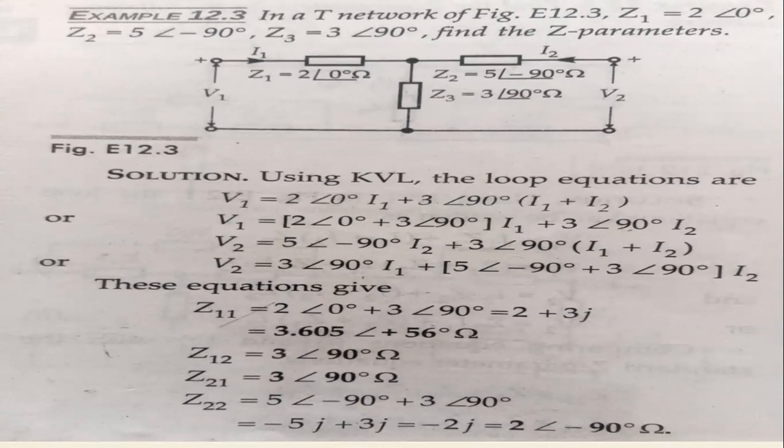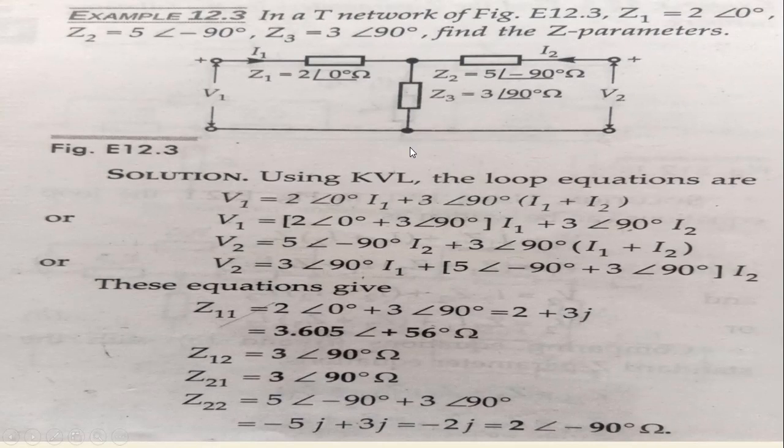In the T, see here in this case, the T network is clearly mentioned. In the previous one it was not mentioned, but here it is clearly mentioned. The figure is shown here. Z1 is 2 angle of 0 degrees, Z2 is 5 angle of minus 90 degrees, and Z3 is 3 angle of 90 degrees. So here the impedances are presented in polar form, and you need to find out the Z parameters. Here are I1, I2, V1, V2, but in polar form. So 2 angle of 0, 5 angle of minus 90, whereas 3 angle of 90 degrees. Here Z1, and the middle part Z2 is nothing but minus Z3.